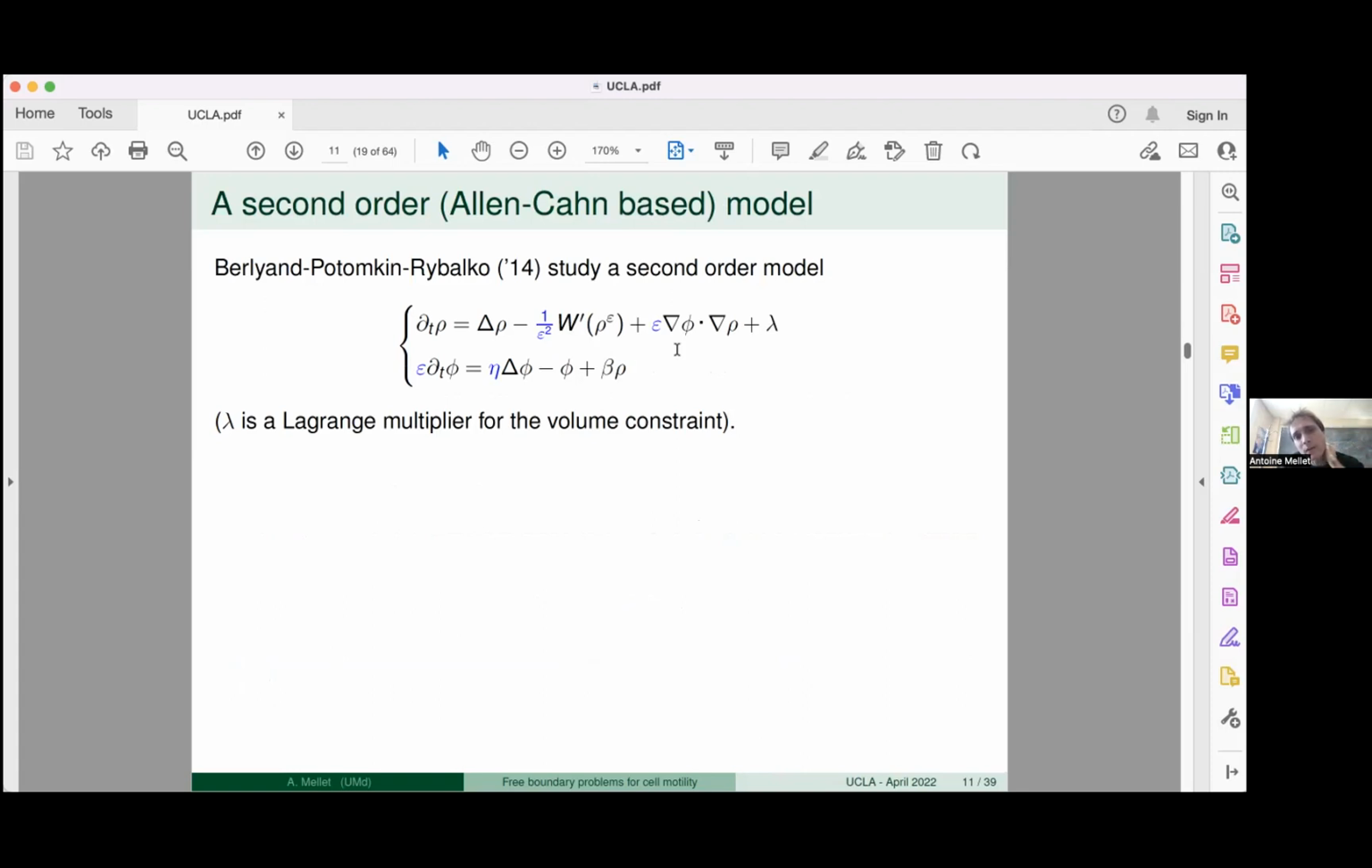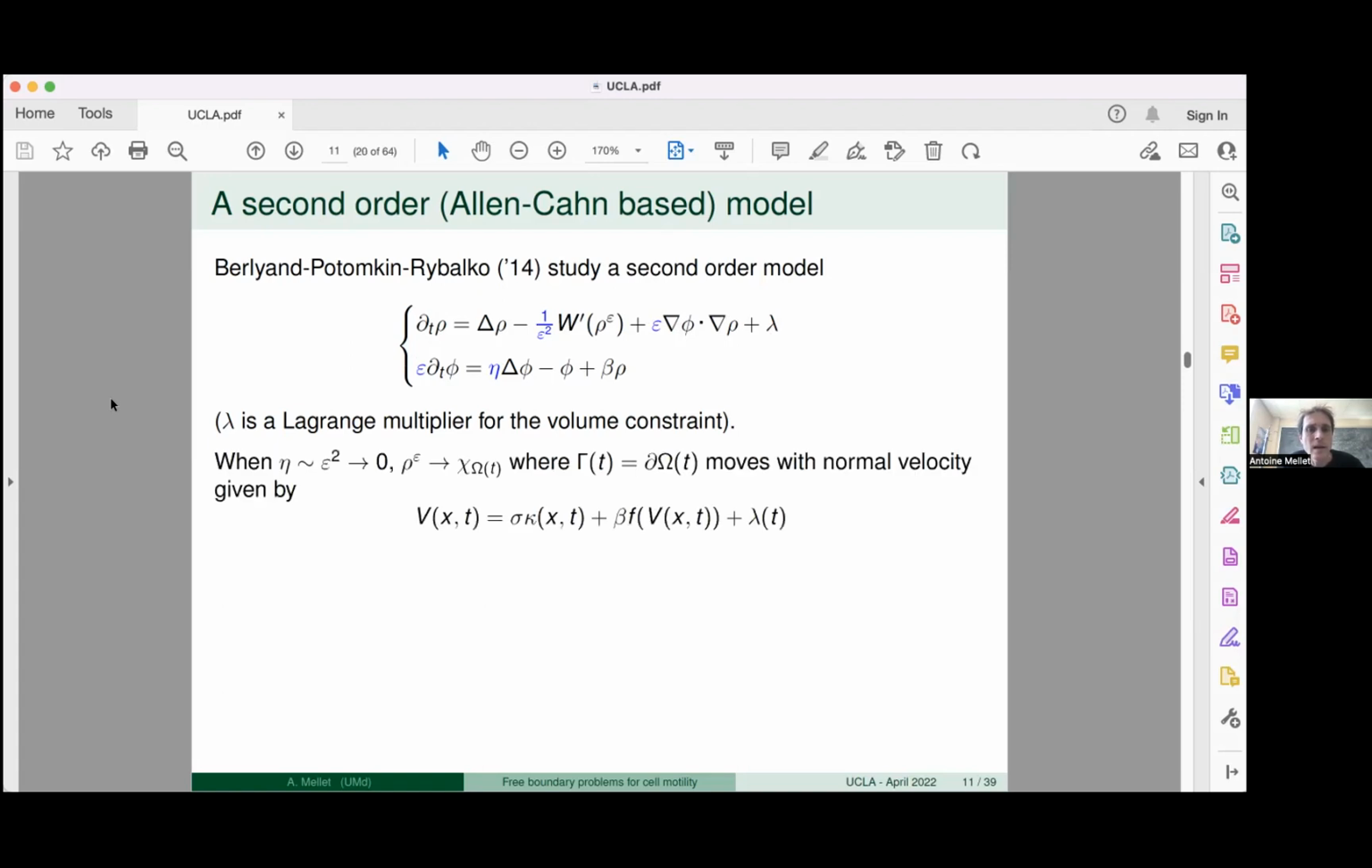Now, before I talk more about what we obtain, I want to mention another, very closely related model that was studied by Berlyand and his collaborator, which is a second-order model based on the very same principle. This is the Allen-Cahn equation, second order, but you have the same flux due to the potential phi, and phi solves the exact same equation.